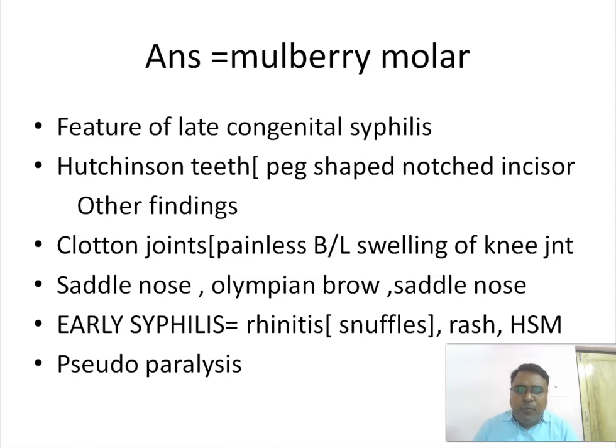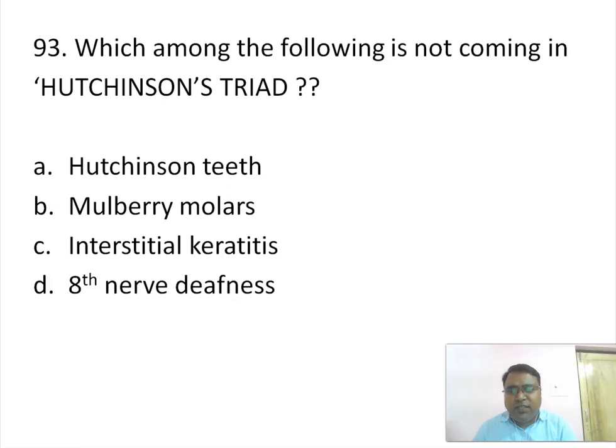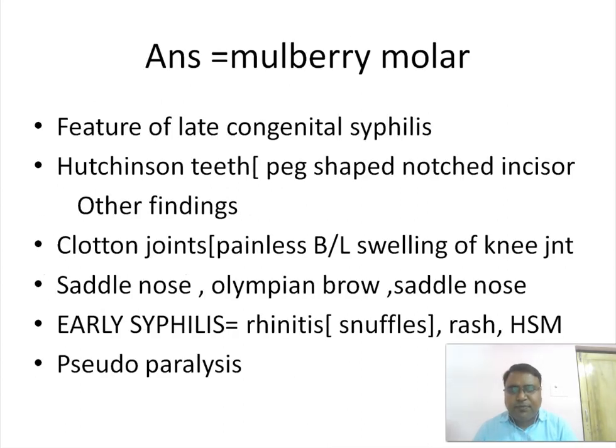Saddle nose, Olympian brow, this we will get in early syphilis. What do we mean by early syphilis? The manifestation would be within the first 2 years of life, either during the neonatal period or within the first 2 years of life. The classical clinical picture is your snuffles or rhinitis. You can get rash, you can get hepatosplenomegaly, and you can get pseudoparalysis. So in Hutchinson triad, what is not there is your mulberry molars.